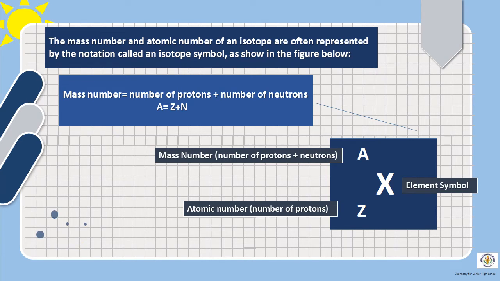The mass number is represented as A of an isotope, the sum of the number of protons, which is letter Z, and the number of neutrons, N, in its nucleus.